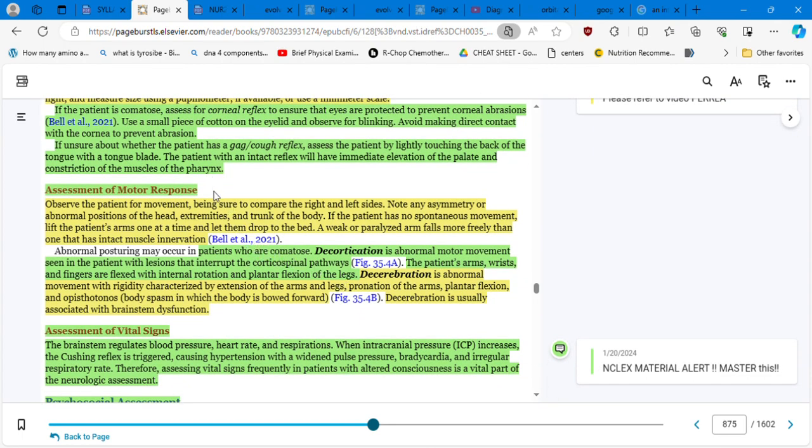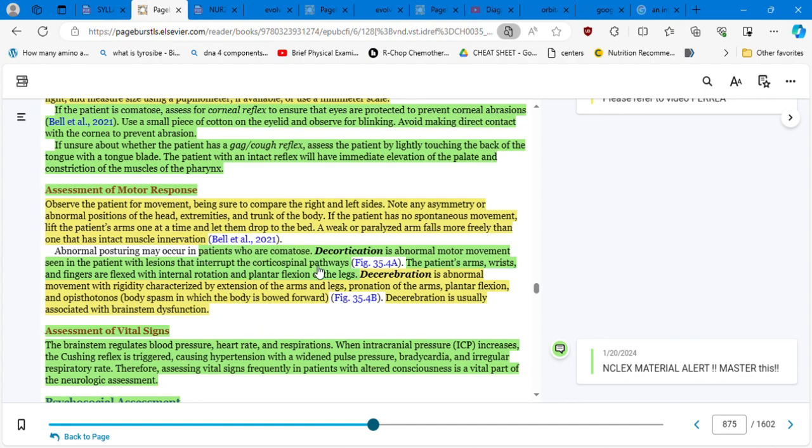Assessment of the motor response in an unconscious patient, right? A patient with a level of consciousness problem. Observe the patient for movement, being sure to compare the right and left sides. Note any asymmetry or abnormal positions of the head, extremities, and trunk of the body. If the patient has no spontaneous movement, lift the patient's arms one at a time and let them drop to the bed. This is a good assessment, but make sure something soft is on the bed, like a pillow. You don't want to drop the arm of the patient and cause more pain, for example, if they hit a table or the frame of the bed, right? A weak or paralyzed arm falls more freely than one that has intact muscle innervation.